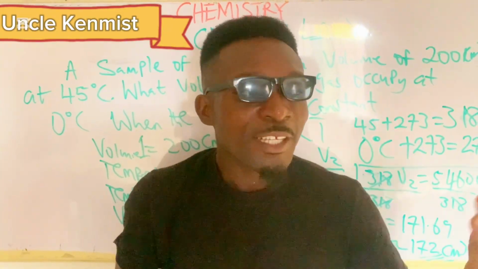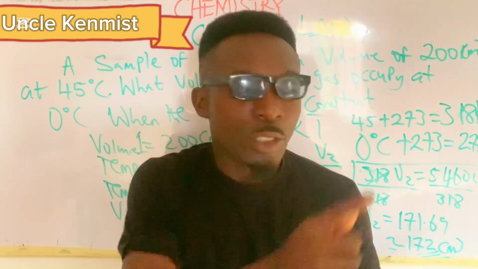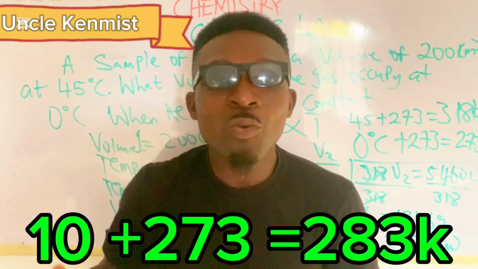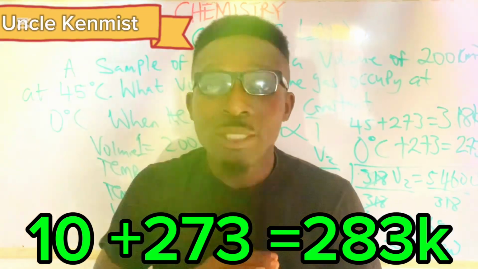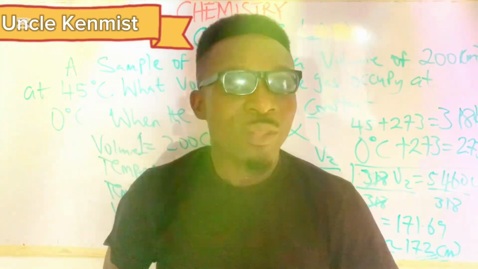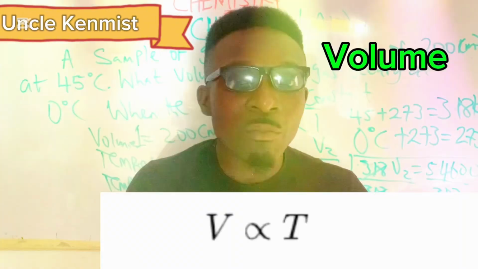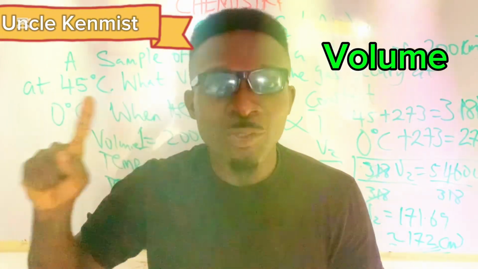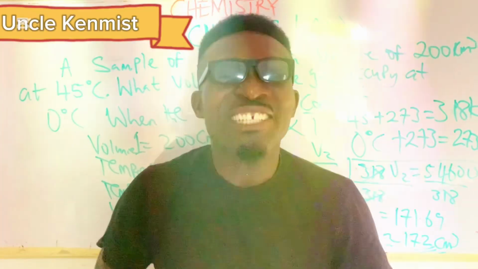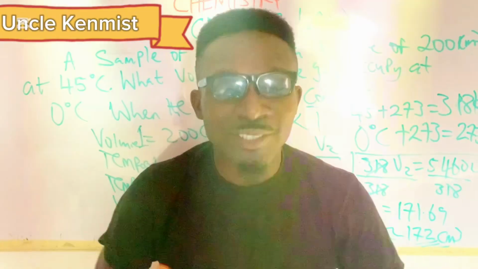Let's take for instance, 10 degrees Celsius. What will be the value in Kelvin? So we do 10 plus 273, and my answer is 283 Kelvin. Simple, just like a piece of cake. Now what is Charles' law saying? When the temperature is increasing, the volume will increase, because the volume is directly proportional to the temperature. I repeat, Charles' law states that the volume of a fixed mass of gas is directly proportional to the temperature in Kelvin, provided the pressure remains constant.